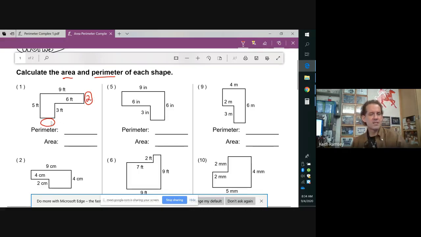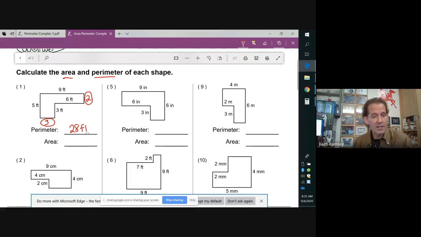And in the same sense, if I don't know this measurement, I look at its opposite side is 9, and 9 is parallel to 6. So if you just take 9 and subtract 6, then you know that this is 3. And then you can find the perimeter pretty quickly. You know, 3 plus 5 is 8, plus 9 is 17, plus 2 is 19, plus 6 is 25, plus 3 is 28, for a perimeter of 28 feet.